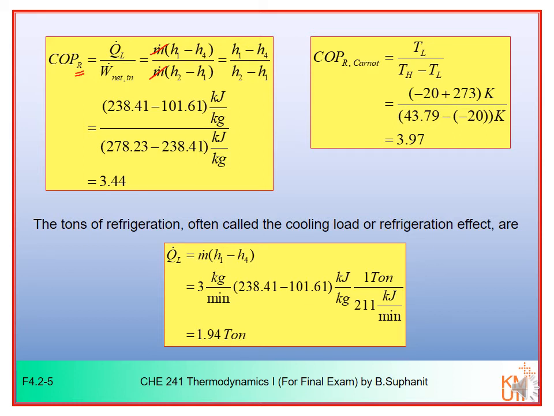Okay, since the flow rate in both processes are equal, so they can be cancelled out. You know enthalpy at every point. You can just substitute them and calculate the COP of this ideal VCR system. That is 3.44.